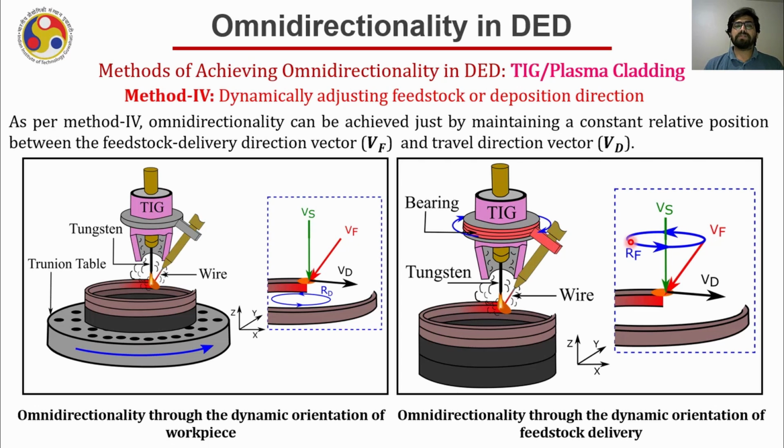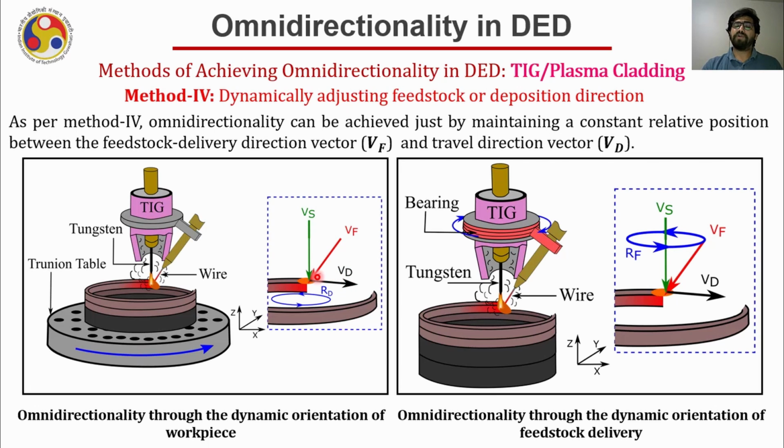The fourth method says that we can implement dynamically adjusting feedstock or deposition direction. Now let me consider a TIG welding setup with a tungsten electrode creating the arc like this, in which we are feeding wire from the side. Now assume that the substrate is mounted on a rotary platform, and the vector orientation diagram will look something like this. Here the vertical green line shows the vector corresponding to the fusion source. The red line shows the vector corresponding to the wire feed, and VD shows the vector corresponding to the deposition direction.